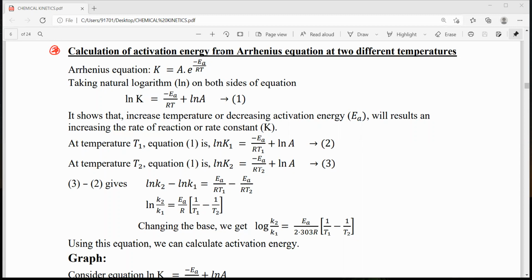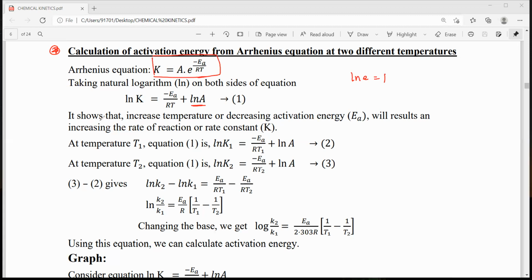Calculation of activation energy from the Arrhenius equation at different temperatures. We know the Arrhenius equation k is equal to A into e to the power of minus Ea by RT. Just apply logarithm ln on both sides. ln k is equal to minus Ea by RT, because ln e is equal to 1, plus ln A. ln A is constant because A means the Arrhenius factor or probability factor. It is always a constant. Let this be equation 1.